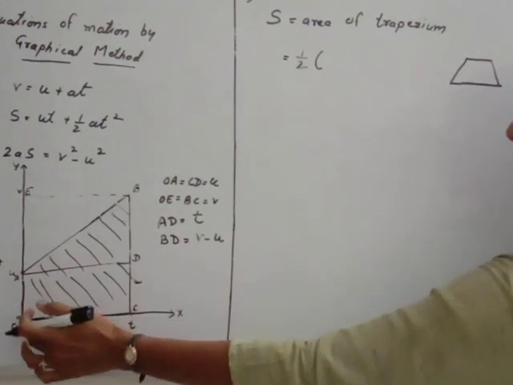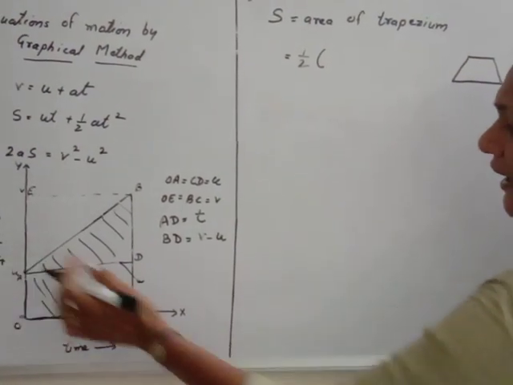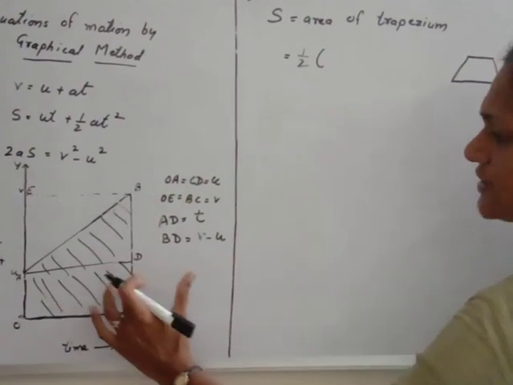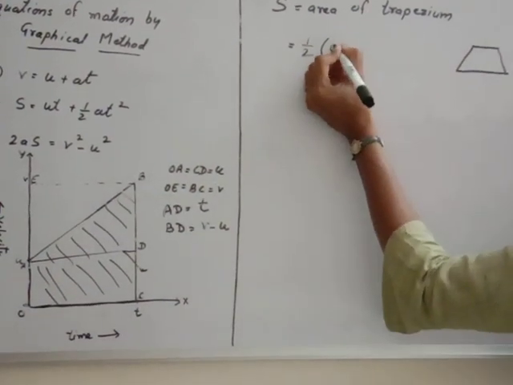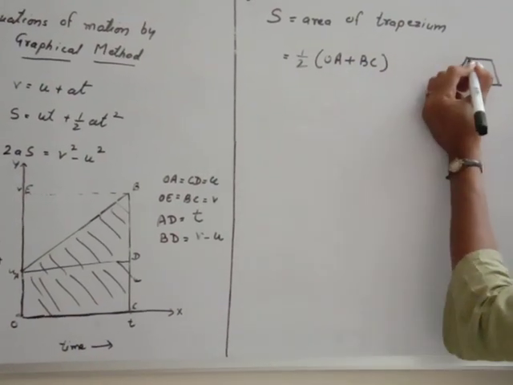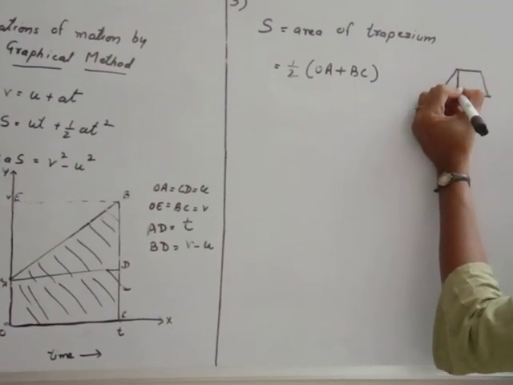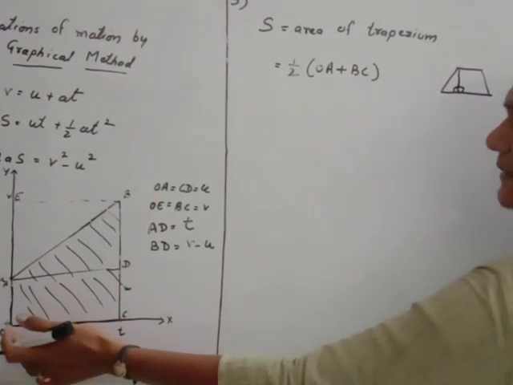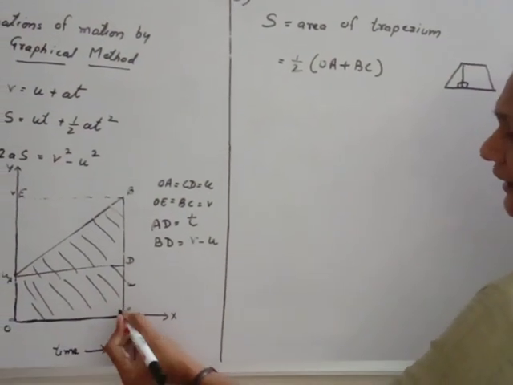So here these two sides are parallel. That is OA and BC. These two sides are parallel. So we say OA plus BC into altitude. That means the one making 90 degrees here. Now here who is making 90 degrees? OC is making 90 degrees.